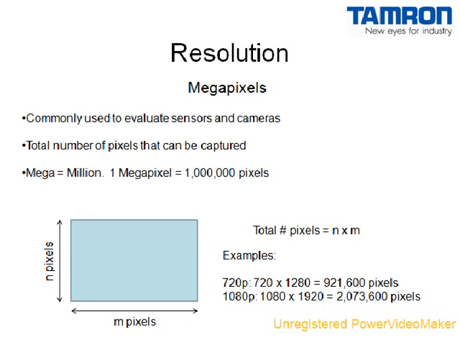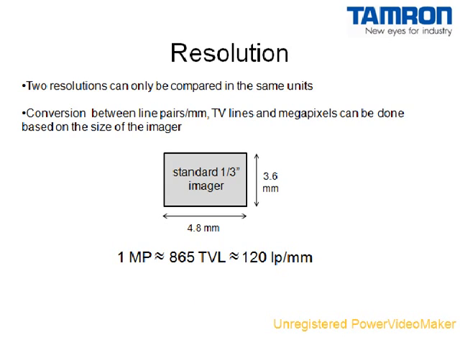The total number of pixels in an image can be calculated by multiplying the number of pixels in the horizontal direction by the number of pixels in the vertical direction. For reference, a resolution of 1080p includes just over 2 megapixels. Resolutions can only be compared in common units, so it may be necessary to make unit conversions when comparing resolutions.